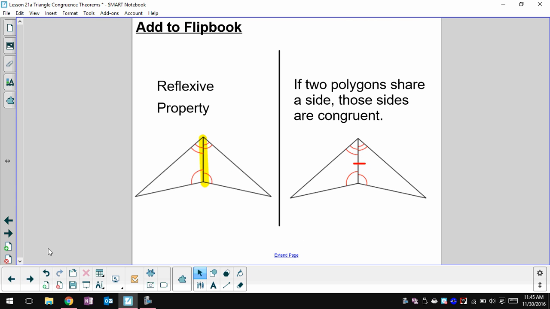So that brings up a property that we want to add to the flip book. Whenever two triangles, or any two figures for that case, share a side, if they're sort of sandwiched together like this one, we can always say that those sides are congruent to each other in those two different triangles, and what we call that is the reflexive property. So this reflexive property is going to come up time and again, and so it's important to know what it is. It's important to know how to use it, so make sure you add it to your flip book.